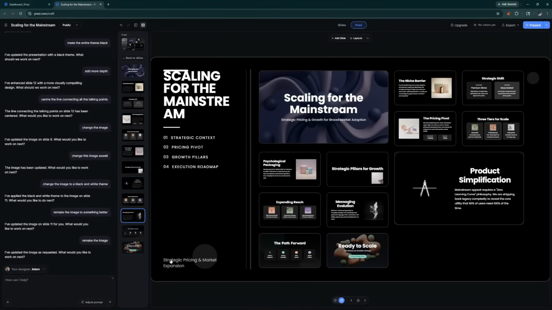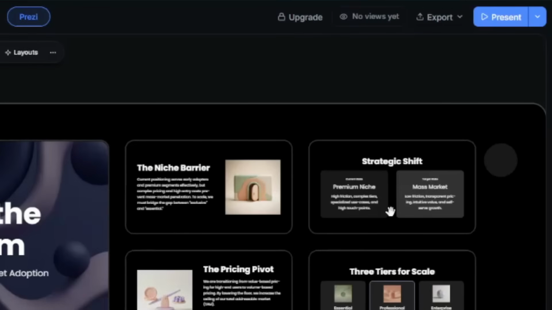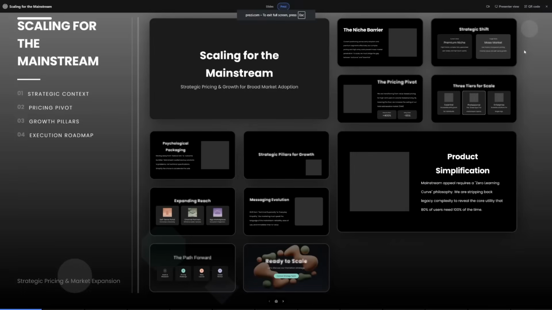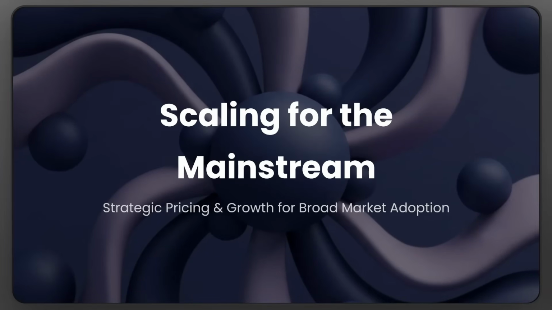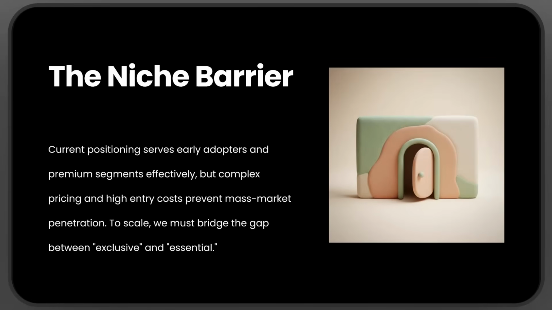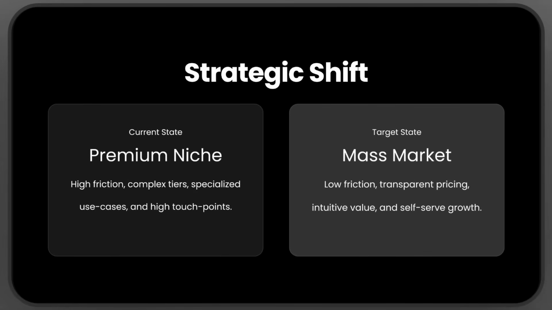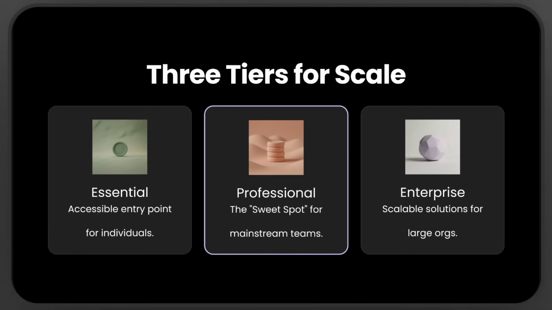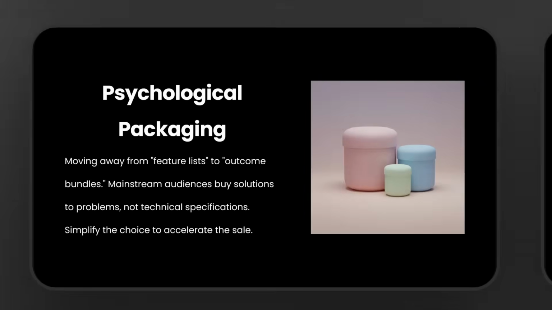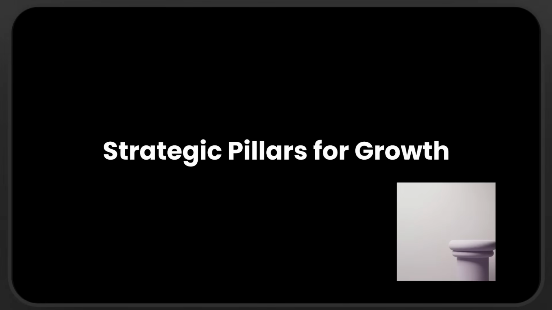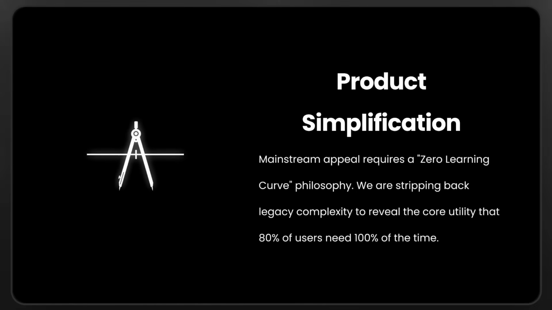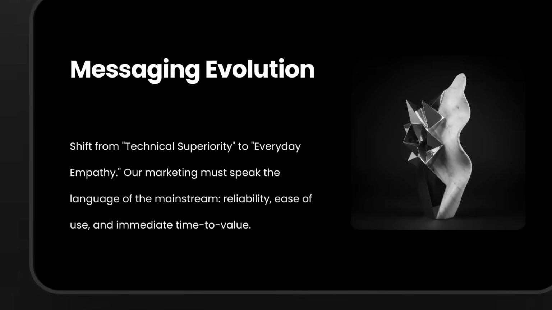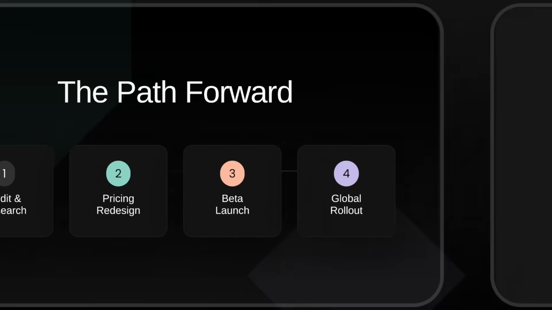Now that the presentation is finished, let's see what it actually looks like in presentation mode. To do that, click the Present button at the top right and then select Full Screen. This is where Prezi really stands out, using smooth, zooming transitions and a dynamic canvas to guide your audience's attention from one idea to the next. As you can see, the final presentation looks incredibly polished. Each section flows smoothly into the next, and the animations help guide your attention to the most important points. Instead of a standard slide deck, it feels much more dynamic and engaging, which is exactly what you want when presenting to clients, investors, or your team.